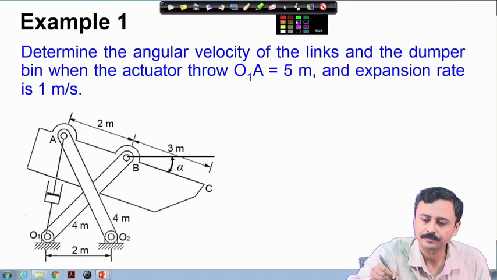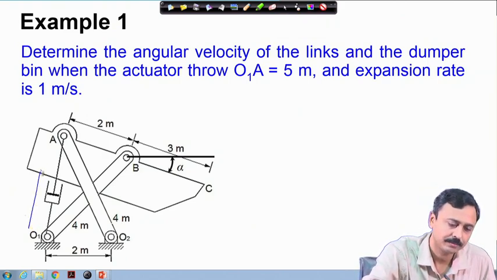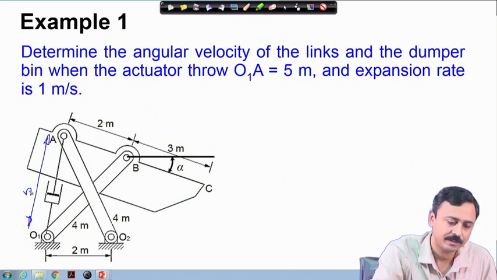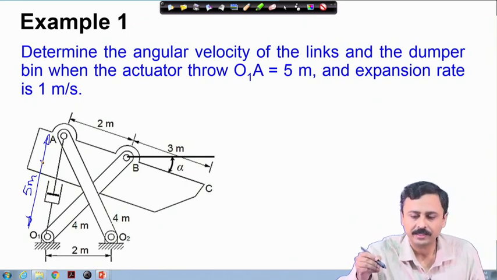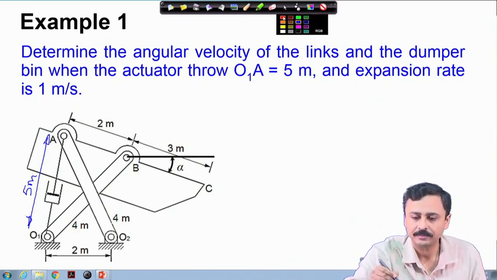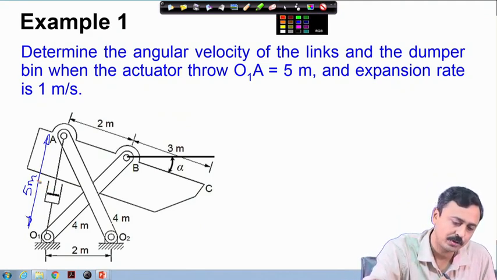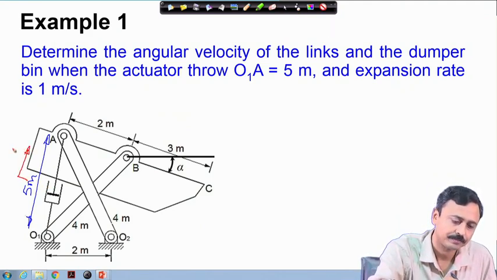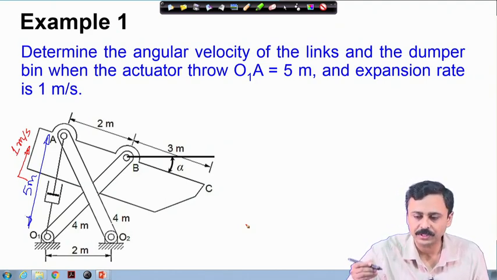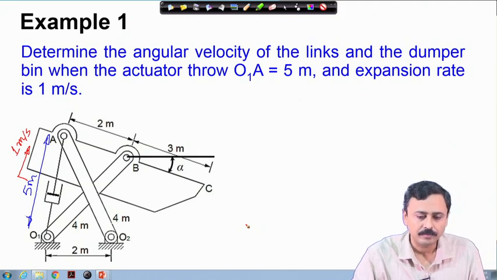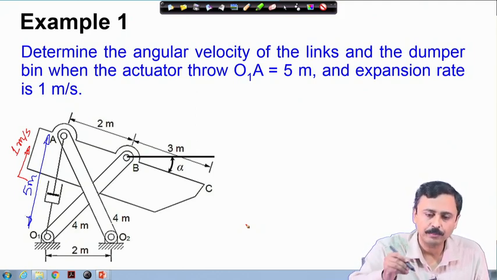this is O1A, this is given as 5 meter, and expansion rate is 1 meter per second. So, this actuator is expanding at 1 meter per second. So, throw is 5 meter and it is expanding at 1 meter per second. You have to find out the angular velocity of the links and the dumper bin.